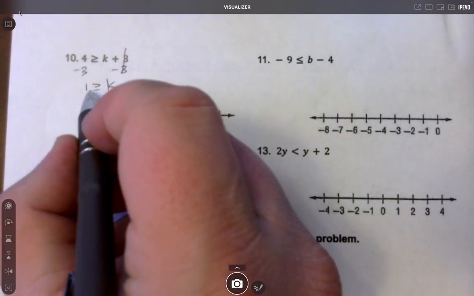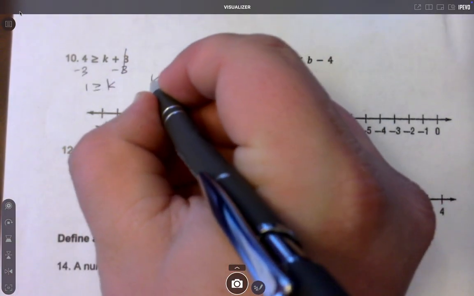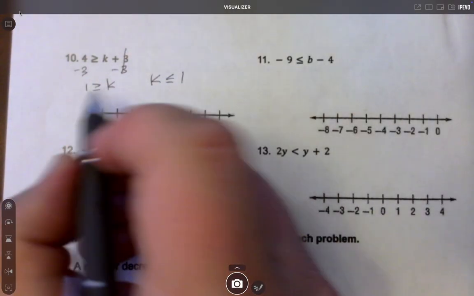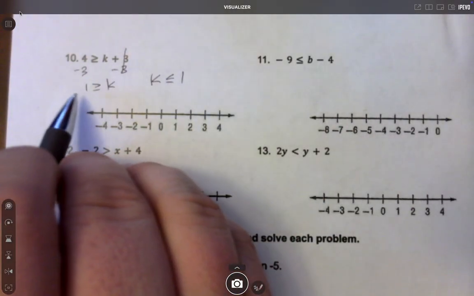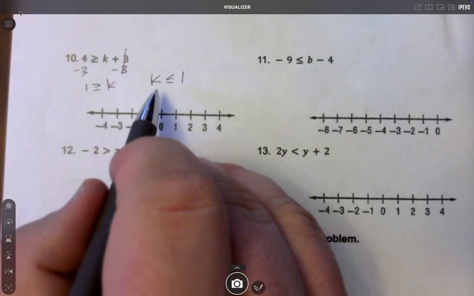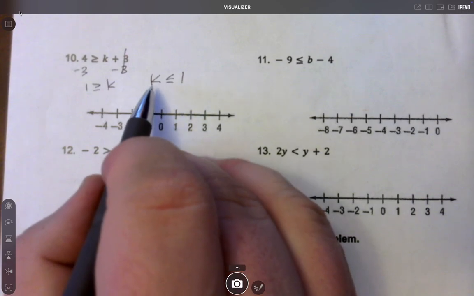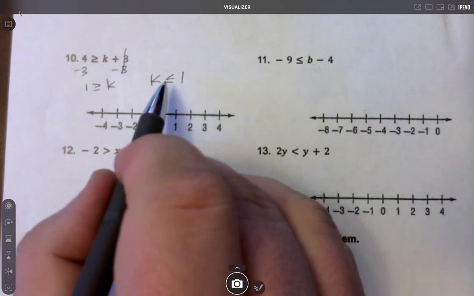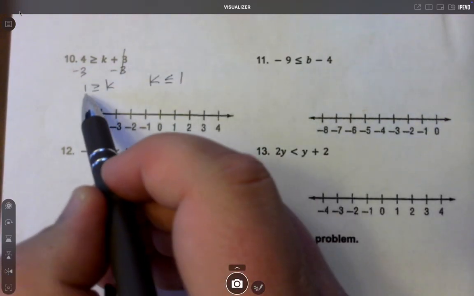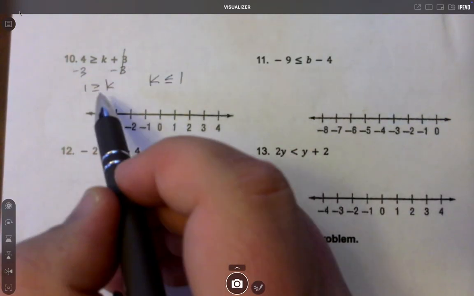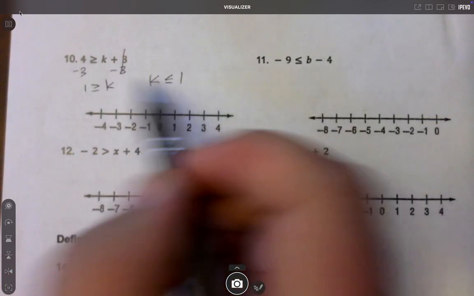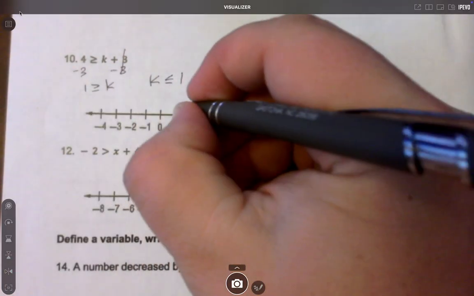So 1 is greater than or equal to k is the same thing as saying k is less than or equal to 1. So these two are identical in what they are saying. This one's saying 1's bigger. This one's saying k is smaller. Well, both of those are true. So I think it's much easier because you can only use the trick about the arrow if the variable's on the left. So you can figure out the dot pretty easily either way. We know it's going to be closed because it's got our equals to, and it's going to be at 1.